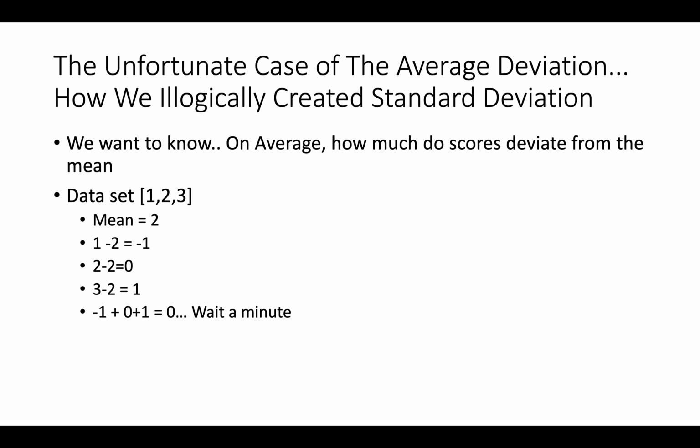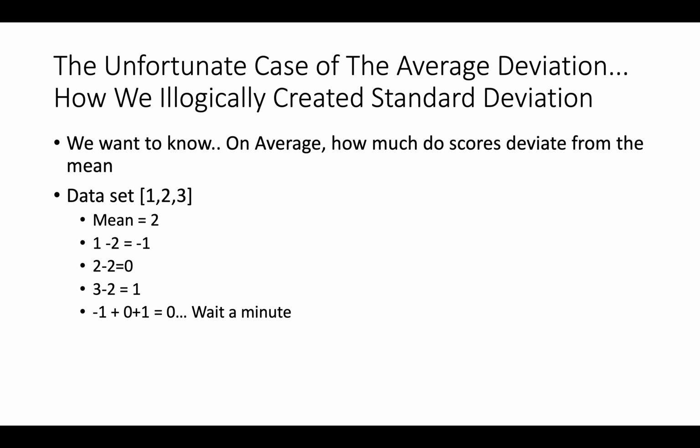And in that case, I have 3 numbers. First number deviates from the mean by 1 in terms of absolute units. The second number is 0. The third number, 1. And I'm like, okay, so 2 out of 3. On average, my scores deviate from the mean by 0.67. Now, that's one potential solution using the absolute value. Unfortunately, that's not the solution we chose.